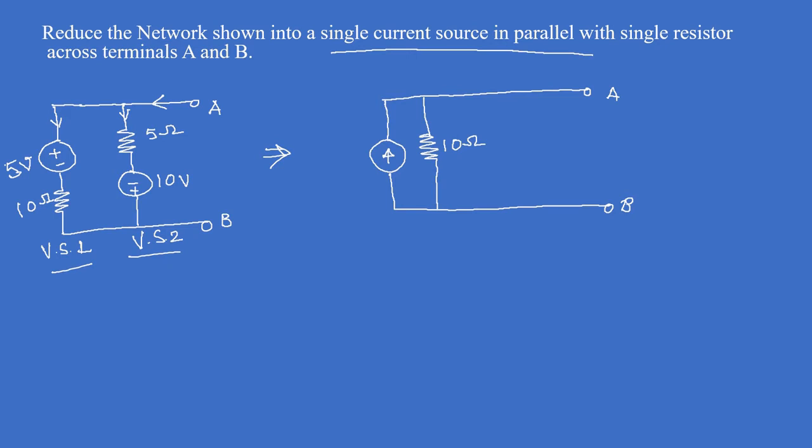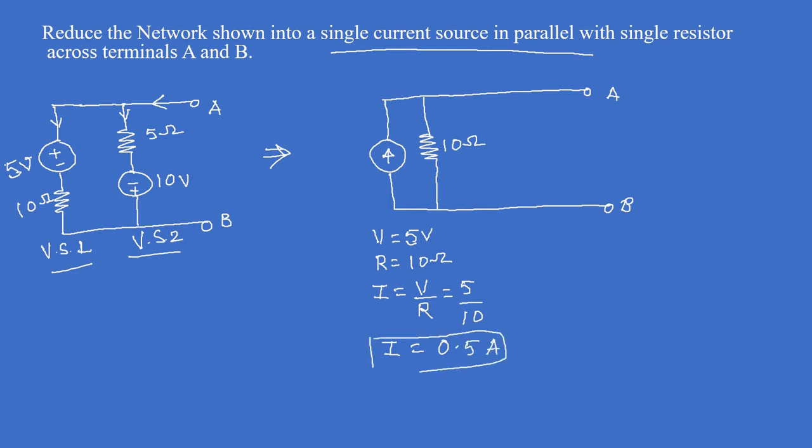And what is the value of this current? We will calculate it by simple Ohm's law. Voltage is given as 5 volt, resistance is given as 10 ohm. So what will be the value of current by Ohm's law? I is equal to V upon R. So it is 5 by 10. So the value of the current is simply equal to 0.5 ampere. So I have calculated this value. This value is 0.5 ampere.